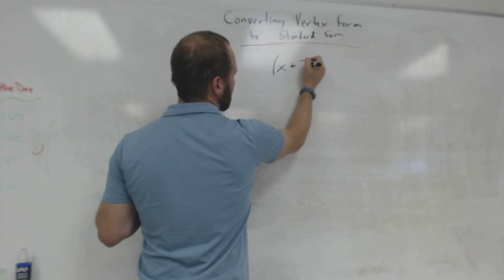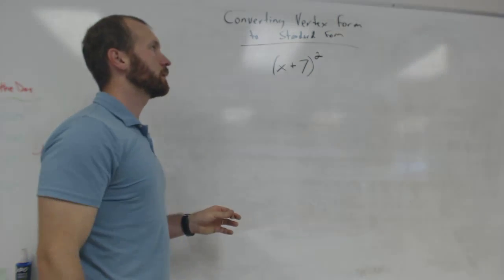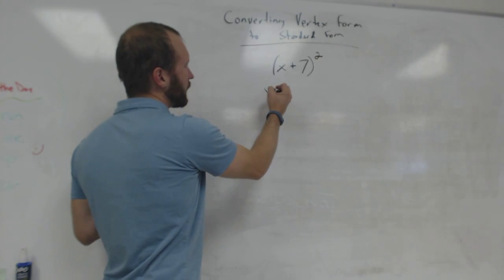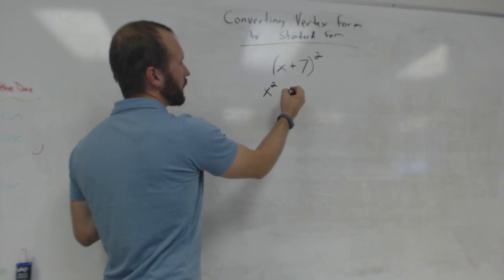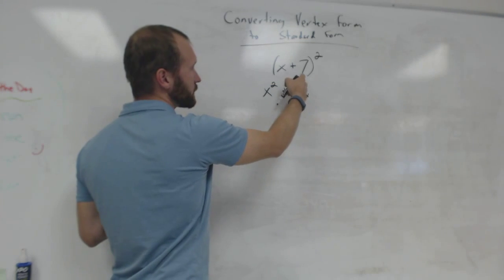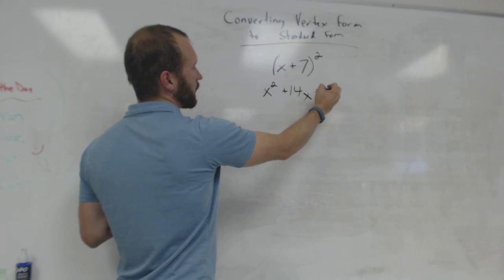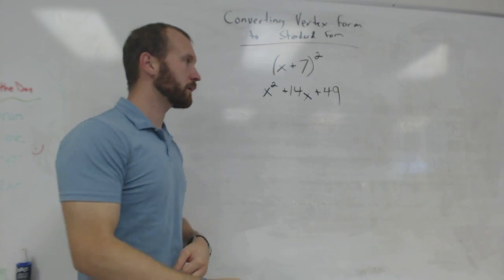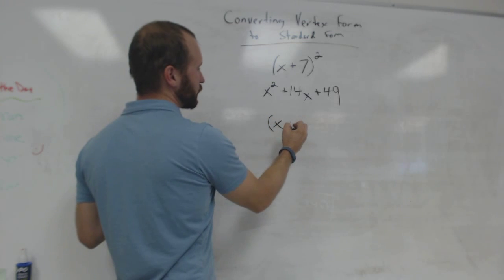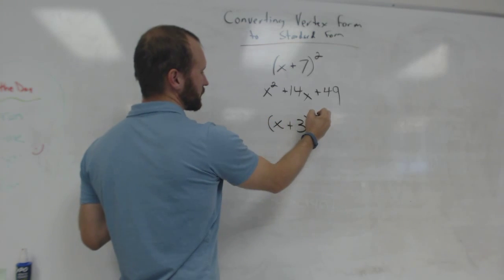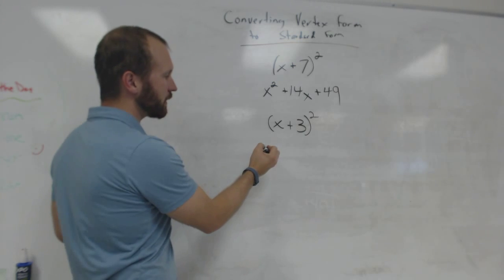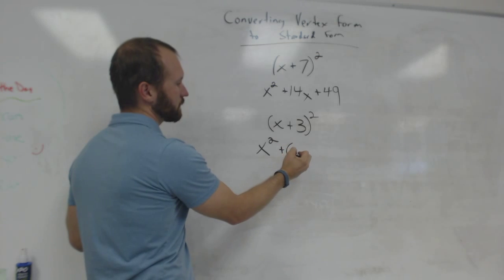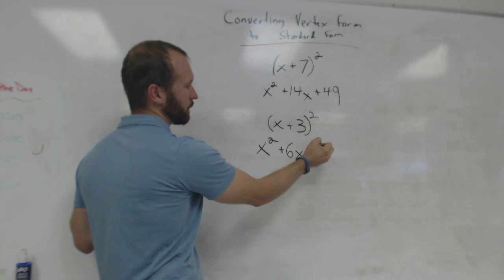(x plus 7) squared. What is that if we FOILed it out? We have x squared, then we have 14x, because that's 2 times this, and then we have 49. Yeah? Let's do another one. (x plus 3) squared. First term, everyone say it. x squared. Second term. 6x. Last term. Very good.